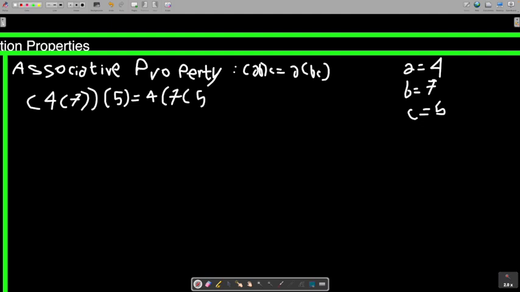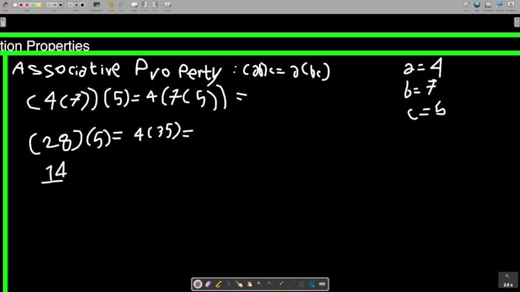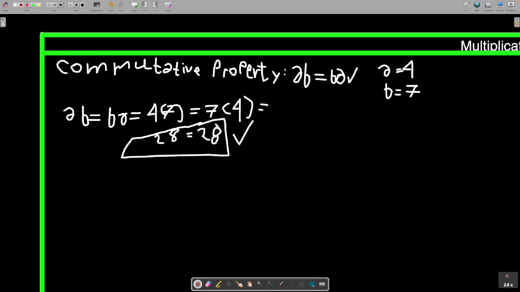First let's do the one on the left. We have 4 times 7, that's 28. 28 times 5. And does that equal 4 times 35? Let's see, 7 times 5 is 35, of course. So 28 times 5 is equal to 140. And 4 times 35 is also equal to 140. So we have 140 equals 140. So yeah, they are the same. It's pretty similar to the commutative property, just a bit more complex, but still easy. You can get the hang of it real quickly. So that's the associative property. It doesn't matter if you multiply the last two numbers by the first number, or if you multiply the first two numbers by the last number.